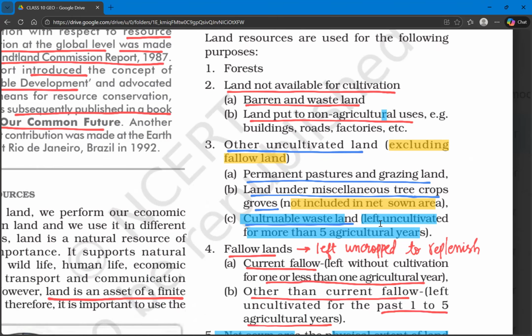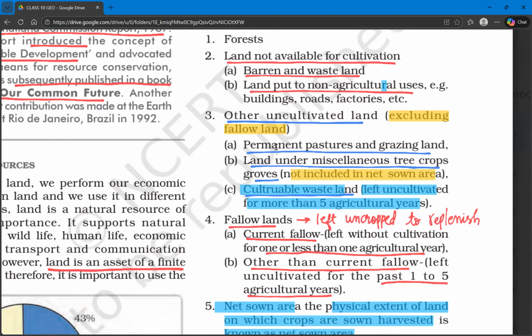And then we have other uncultivated land. So apart from the land that is included in the second point, other than that. So what is that? That is permanent pasture. So in this, we have excluded fallow lands. So we'll see what are fallow lands in the next point. But under this, we have permanent pastures and grazing land. So other uncultivated land is permanent pastures and grazing land. Land under miscellaneous tree crops and groves. So we see trees in our neighborhood and in our vicinity. So that land is covered in other uncultivated land.